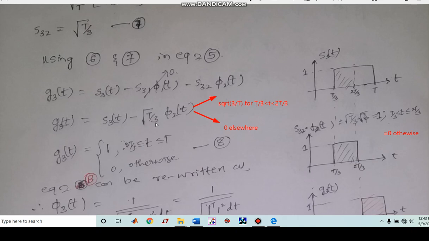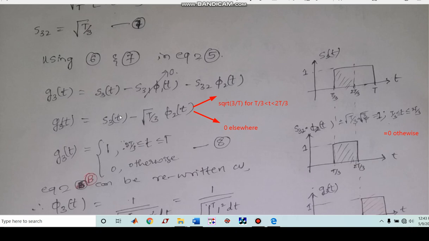Square root of 3 by t multiplied by square root of t by 3 will become 1. S3 of t is 1, and 1 minus 1 will be 0. In this interval, the value of G3 will be 0, correct? And phi 2 is 0 elsewhere. Phi 2 is 0 elsewhere means this will become 0, so the answer will be 1.